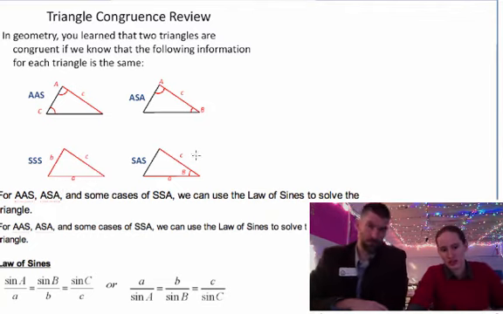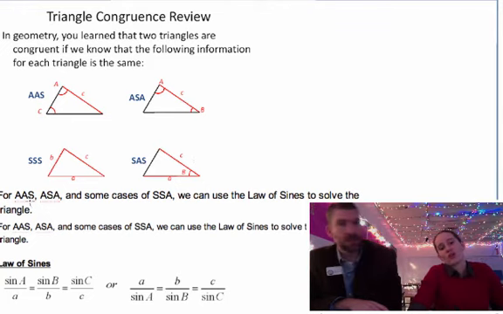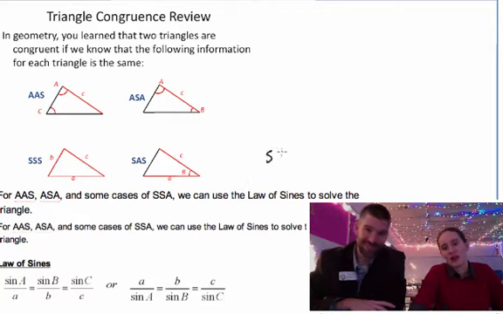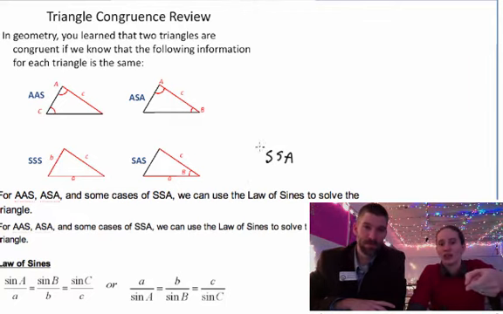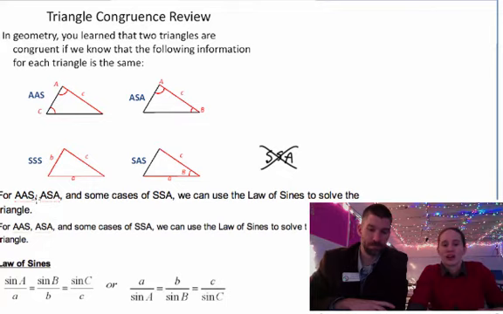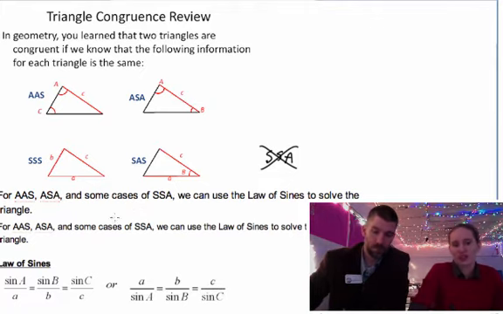Side, angle, side works. And for angle, side, side, I'll write it backwards. What we talked about in geometry is that this one does not show congruence. We'll talk more about that case in a little bit. And sometimes with SSA, we can use what's called the law of sines to solve the triangle.